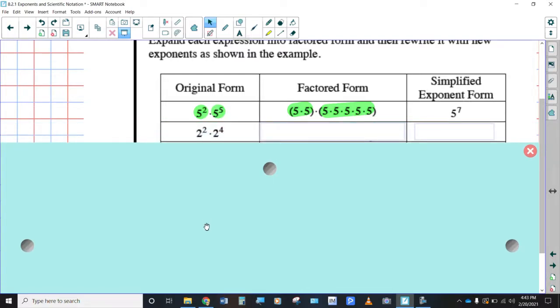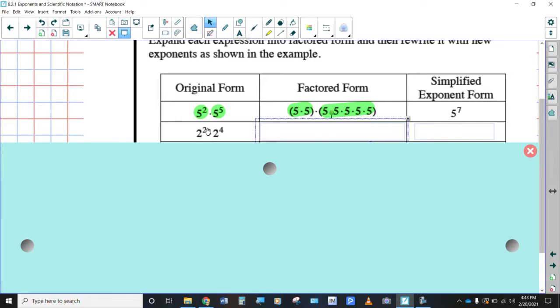So, what do we have going on here? We've got 2 squared times 2 to the 4th. How would you expand out 2 squared? Write that here. How would you expand out 2 to the 4th? Write that here. And then go ahead and count up all the 2's that are being repeatedly multiplied together and write the simplified exponent form here.